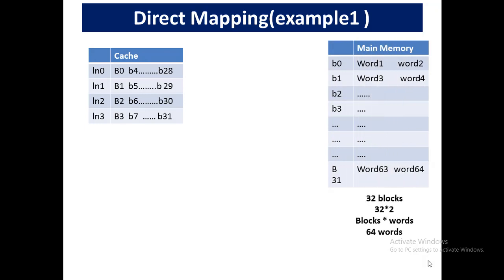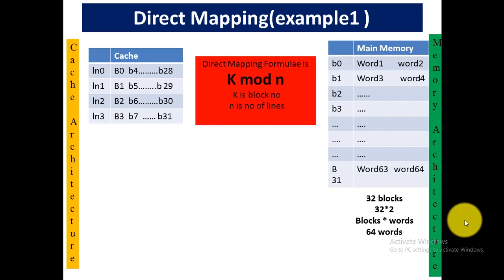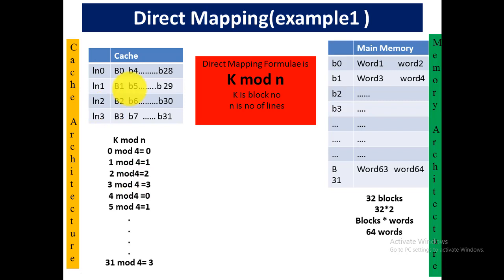So here, as you can see, how will we know which block will come at which location of cache? For this, we use a very simple formula that is used for direct mapping: K mod n, where K is the block number that starts from 0 to 31, the total blocks are 32, and n is the number of lines, which is fixed, that is 4 lines. How will we know which block will come at which location of cache?